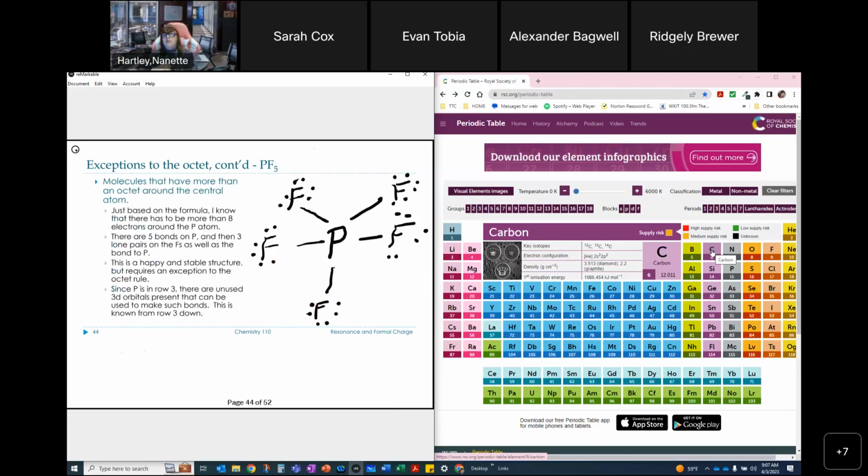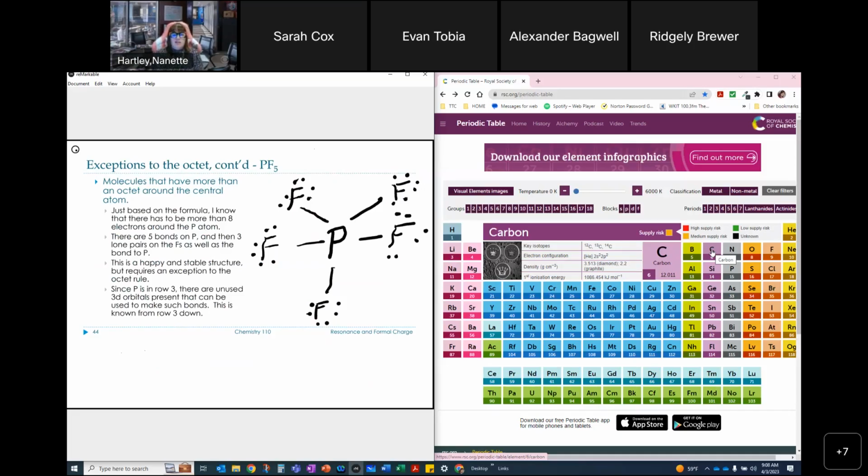And that's not the only type of exception to the octet rule, because it's just a general idea, really. It's not a hard and fast rule. We also have things like PF5, molecules that have more than an octet around the central atom. This happens. PF5, if we were to draw that, 5 bonds implies 10 electrons around that phosphorus. That's more than an octet, so that is a violation of the octet rule.